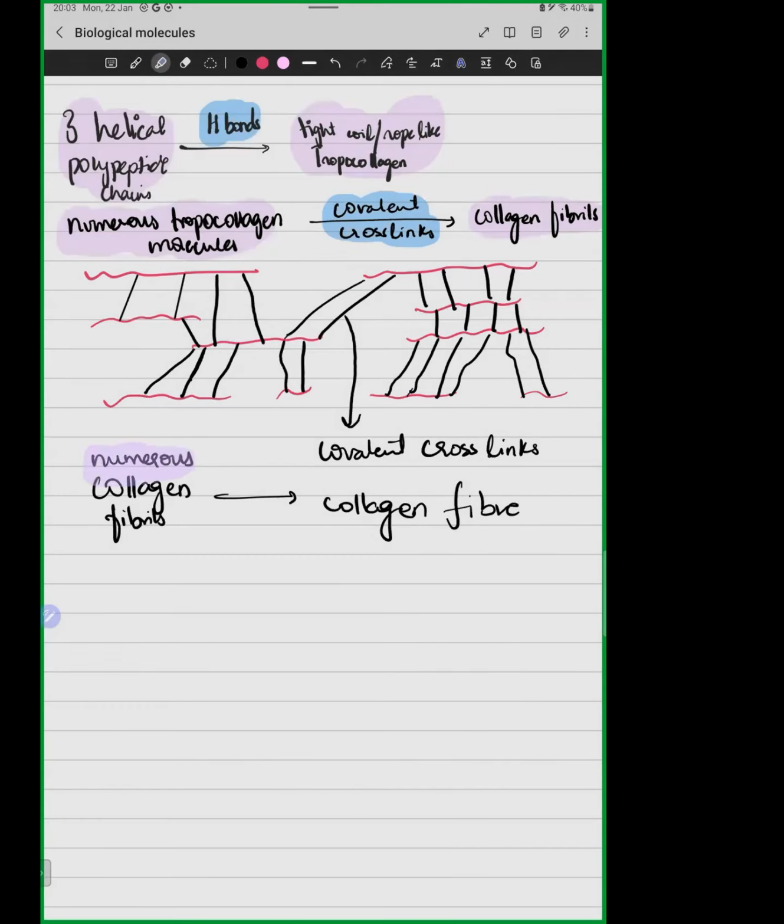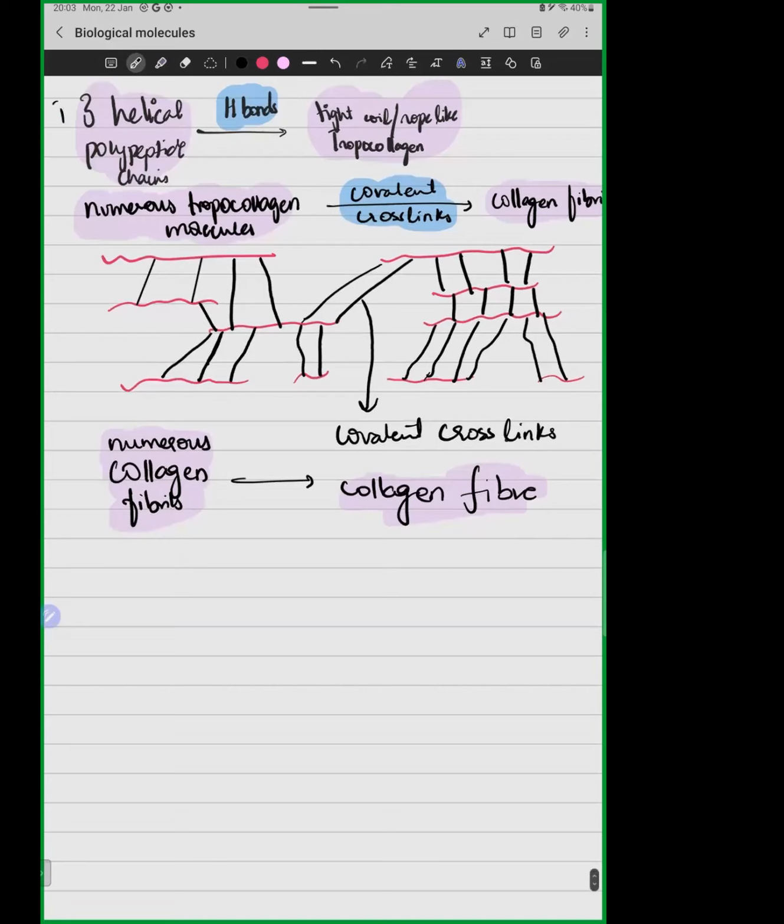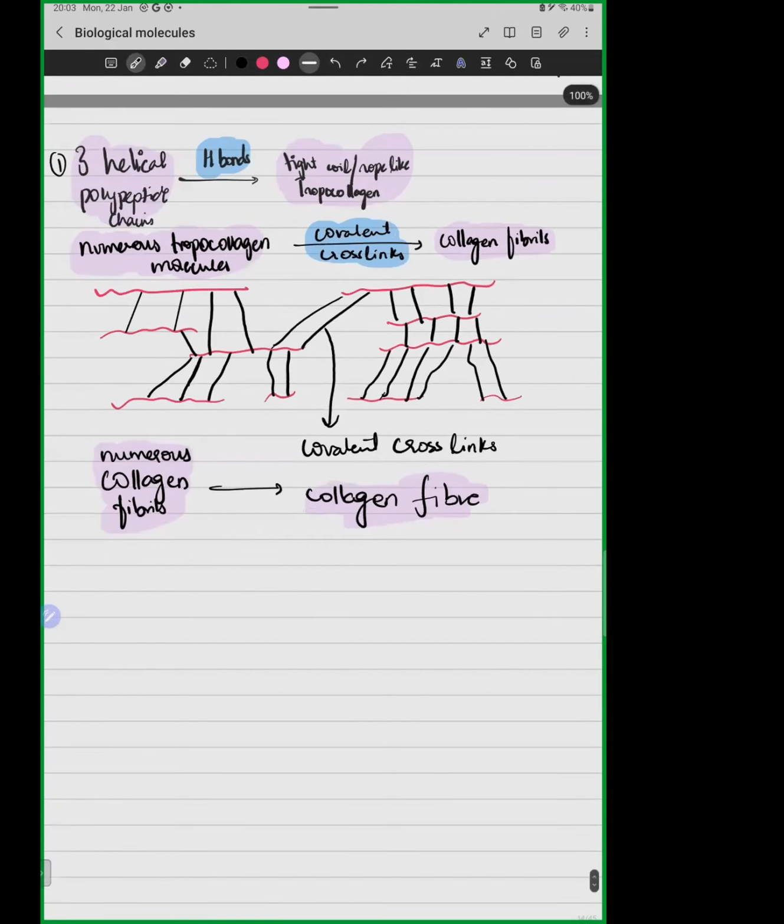हमारे tendons में, हमारी bones, हमारे teeth, हमारी skin, जहां जहां भी collagen exist कर रहा होता है, वो as collagen fiber की form में exist कर रहा होता है. So we have three helical polypeptide chains having every third amino acid as glycine, which interact via hydrogen bonds to form a tropocollagen molecule. Numerous tropocollagen molecules that interact via covalent crosslinks to form something known as collagen fibrils. This is your collagen fibril. And numerous collagen fibrils that interact, they come together to form something we call as the collagen fiber.